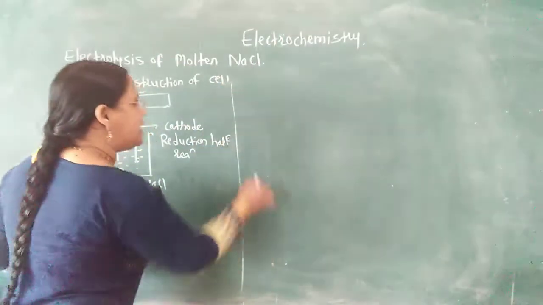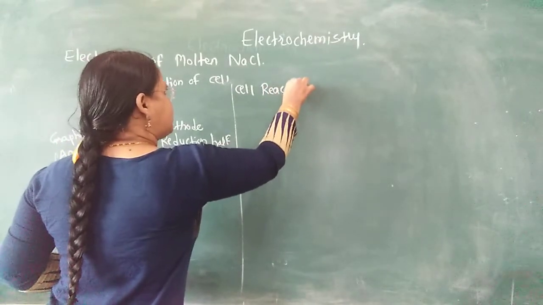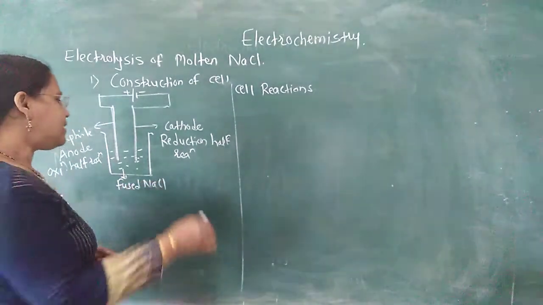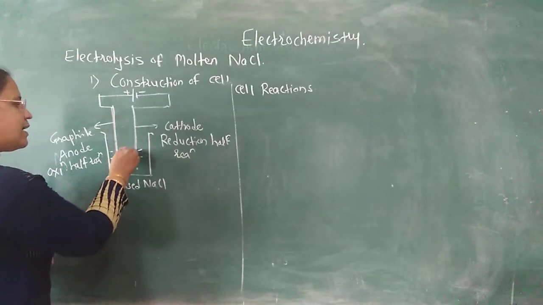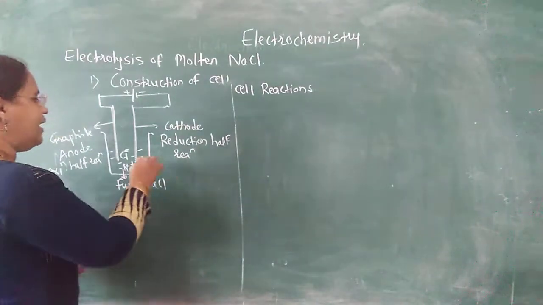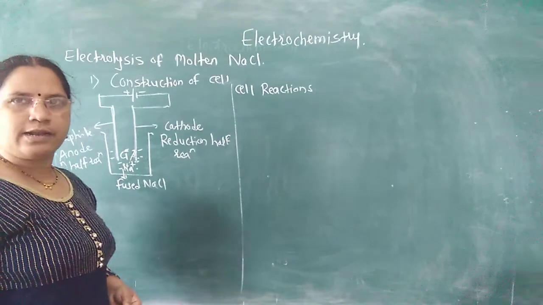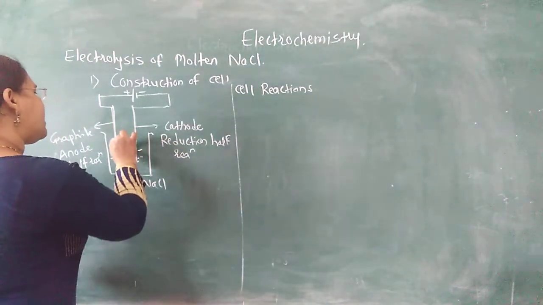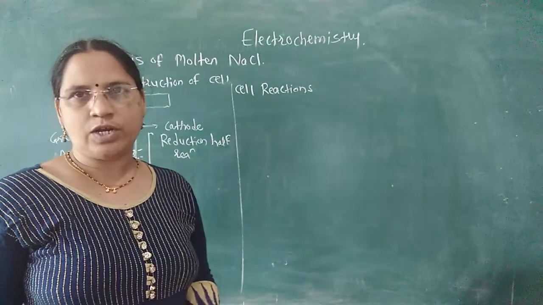Now the second part is cell reactions. This electrolyte NaCl contains Na+ ions and Cl- ions. When electric current is passed through this electrolyte, Na+ ion will move towards the cathode and gain an electron, so it undergoes reduction, while Cl- ion will move towards the anode, loses its electron and is converted to Cl.